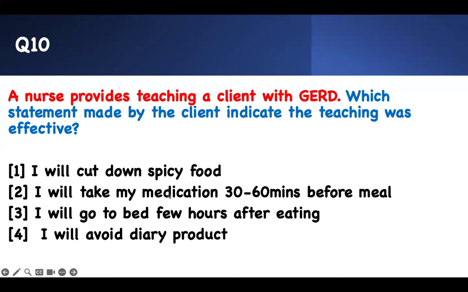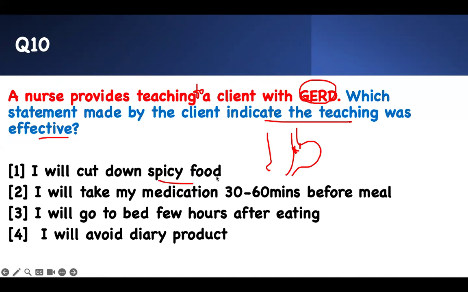And let's provide teaching to a client. There should be two. To a client with GERD, right? I just made the question, so sometimes to a client with gastroesophageal reflux, which teaching made by the client indicates the teaching was effective? Reflux means you have your stomach and the gastroesophageal junction, and usually there's loss of sphincter tone that ensures food stays in your stomach, so things can reflux.